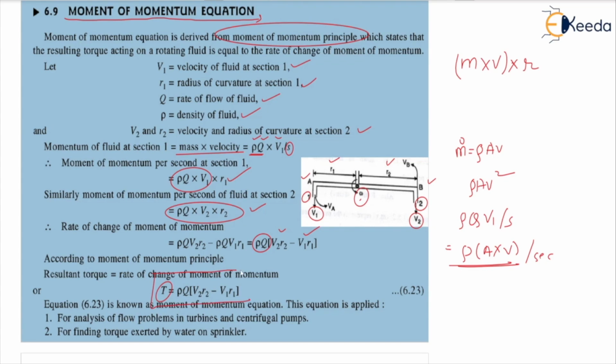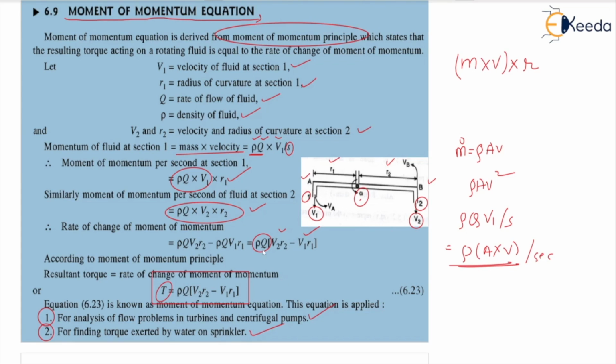This equation is known as the momentum equation, and this equation is applied for the analysis of flow problems in turbines and centrifugal pumps, and for finding the torque exerted by the water on the sprinkler. Sometimes they will also ask you to find the angular velocity omega.